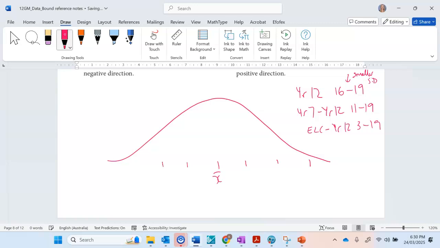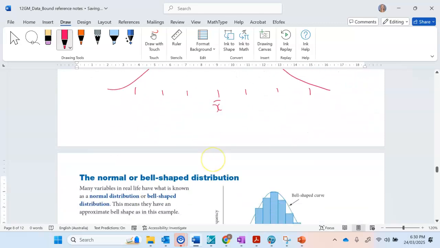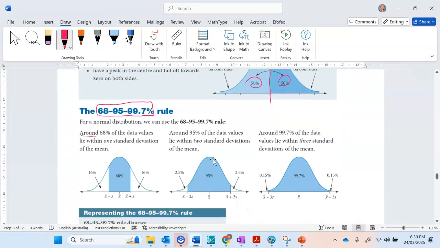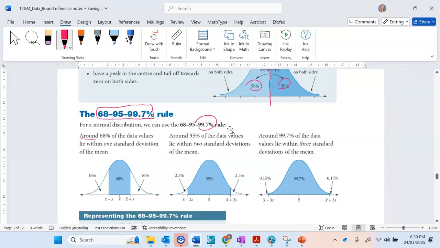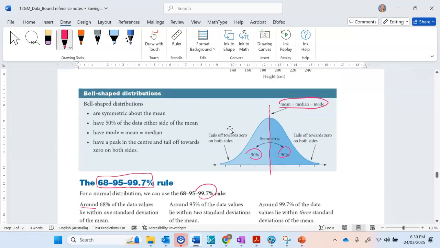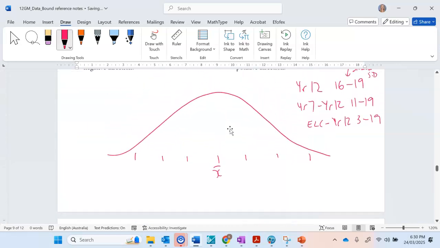And that's because 3 standard deviations pretty much covers the whole thing. So if we go back here, 3 standard deviations is 99.7% of the data. It's never going to be 100%, right? It's going to be 99.7%. Even if we had 4 standard deviations, you'll get close to 100%, but you'll never get to 100%.